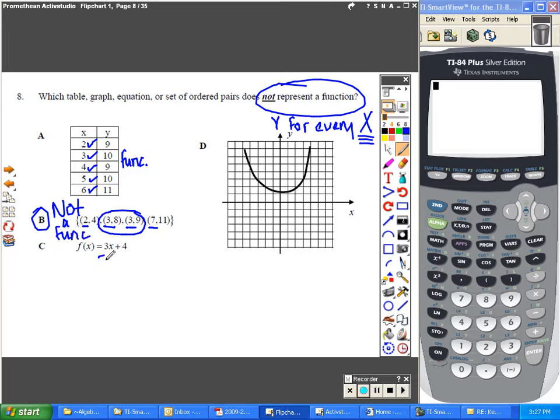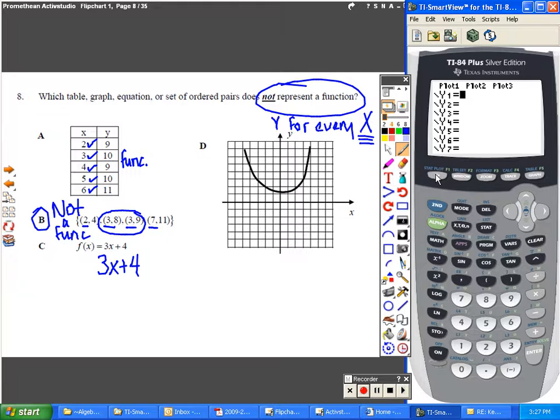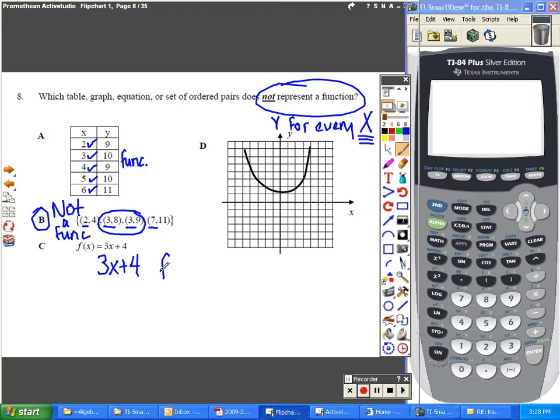If you look at 3x plus 4, if you're not sure what that looks like, I would come over to your calculator, push y equals, and then type in 3x plus 4. And if you look at this graph, you'll notice that this is just a linear function. There's no places where, if you draw a vertical line up and down on your graph, you're going to hit twice. So this example is indeed a function.